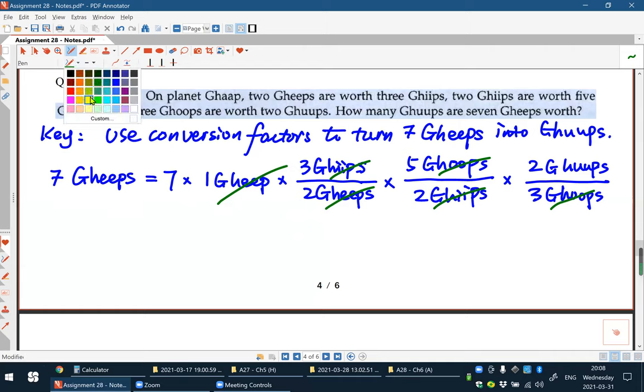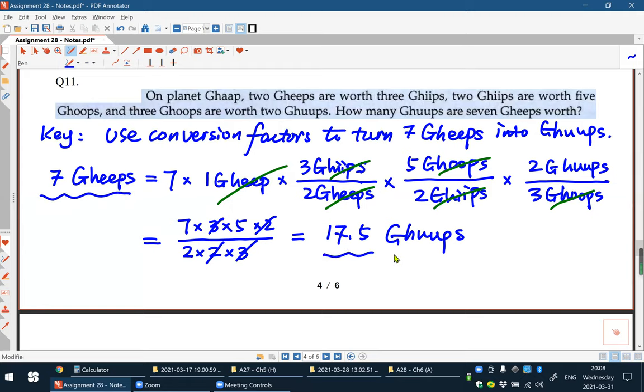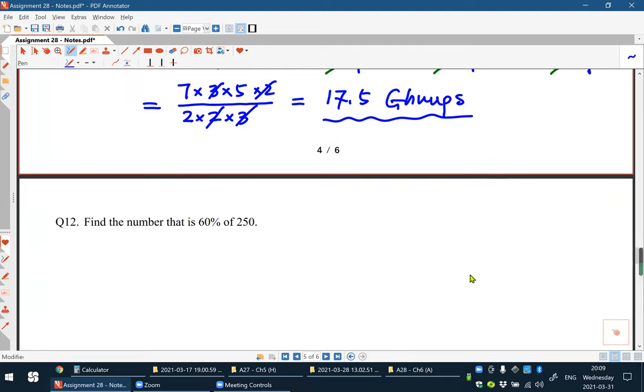Okay, so what is the number on the right-hand side? This is 7 times 3 times 5 times 2, and then 2 times 2 times 3. 2 can be canceled. And the final result is 17.5. Remember here, the unit is gumps. So that means 7 gaps equals 17.5 gumps. Conversion is done like this, okay? Any questions? No? Okay, let's see the next one.